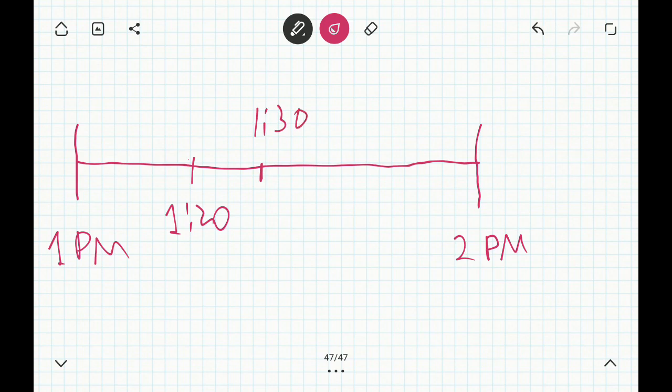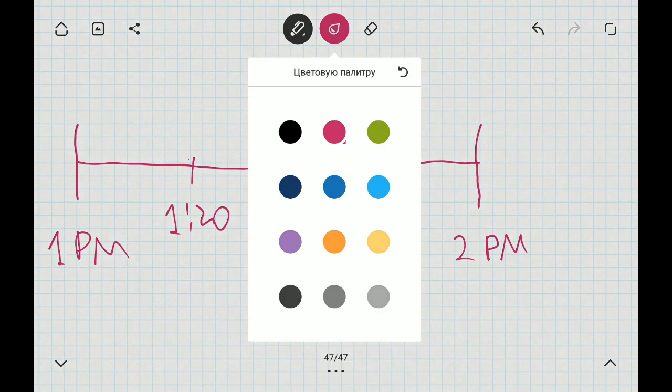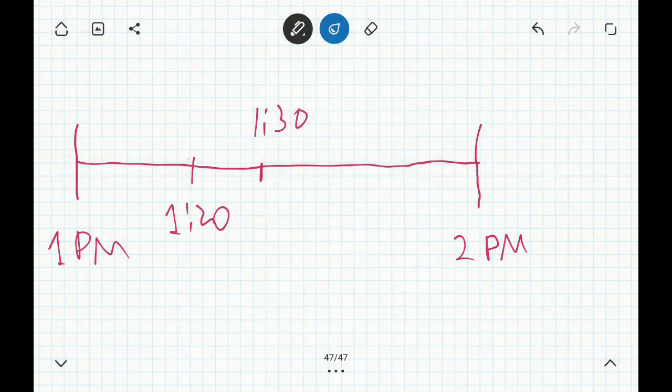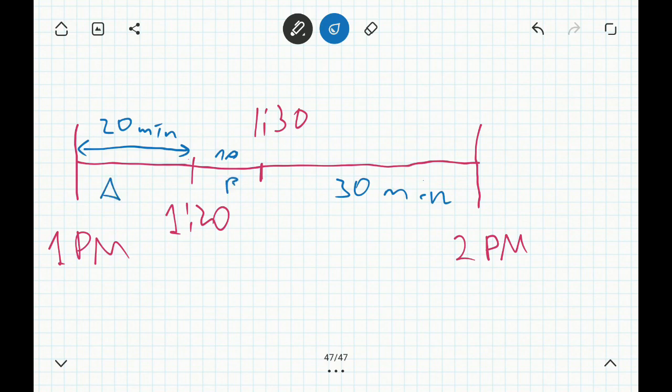So now we have 3 intervals of different length, and those are time intervals. The first of them is 20 minutes long, the second one is 10 minutes long, and the next one is 30 minutes long. Okay, let's call them A, B, and C. It doesn't matter, in fact. Those are just arbitrary names.